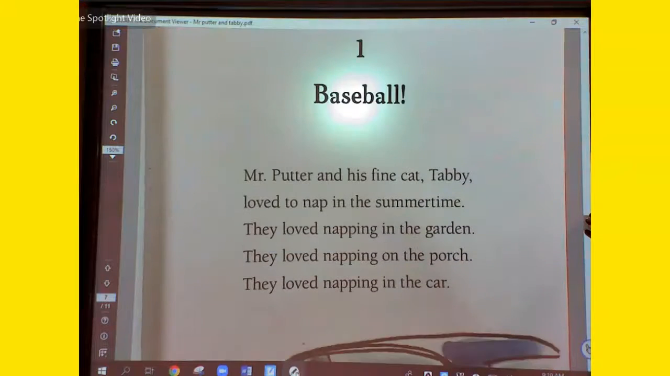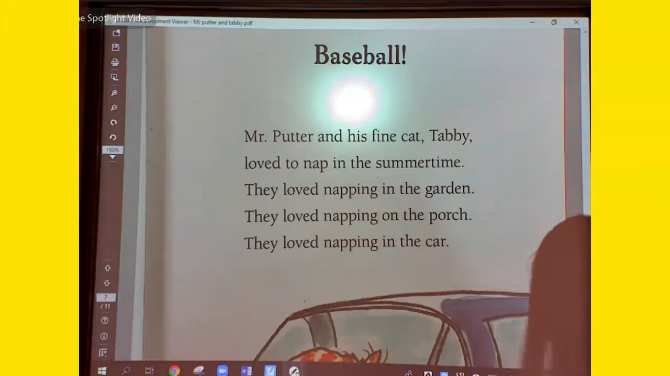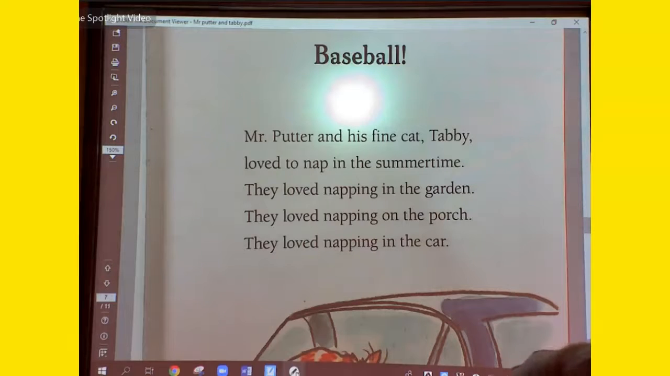Chapter 1, Baseball. Mr. Putter and his fine cat, Tabby, loved to nap in the summertime. They loved napping in the garden. They loved napping on the porch. They loved napping in the car.